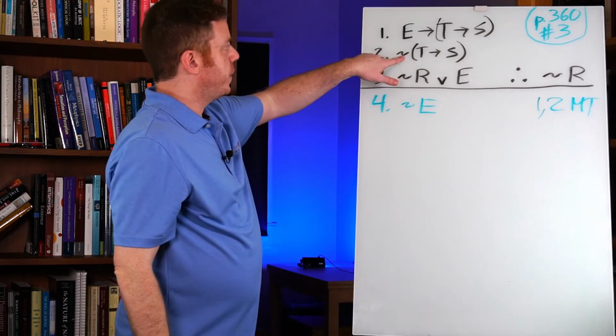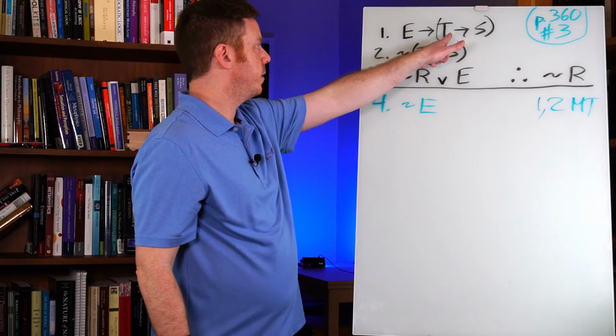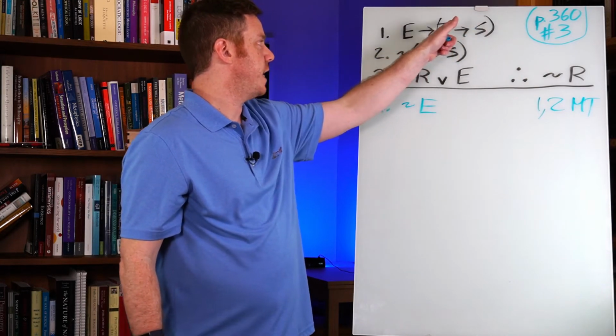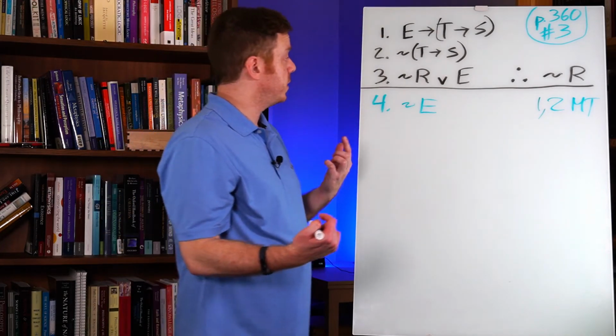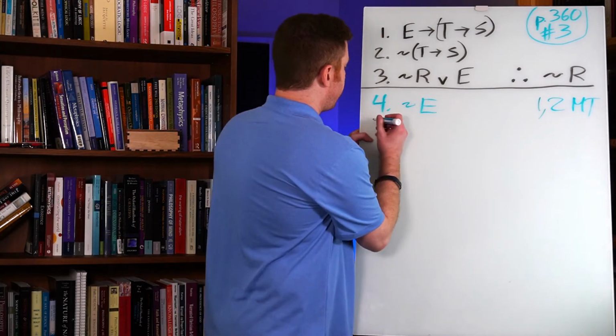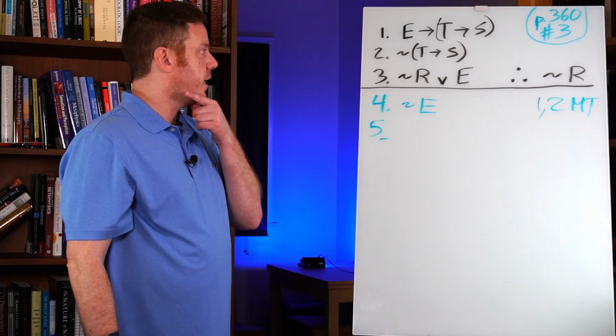Right? The denial of the stuff in parentheses, that's the denial of the consequent there, so that gives us not E, modus tollens. So now we have something new to work with, not E. We need to get not R.